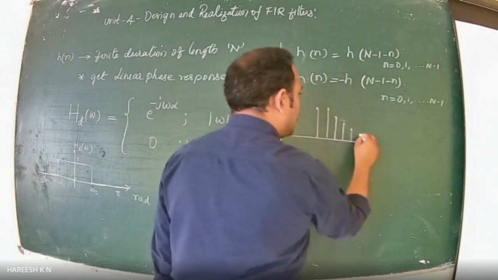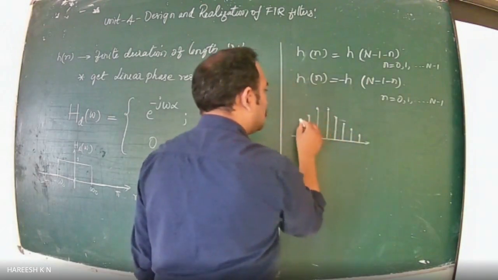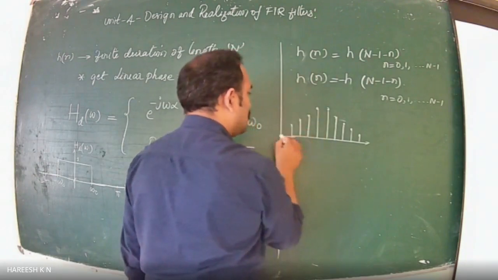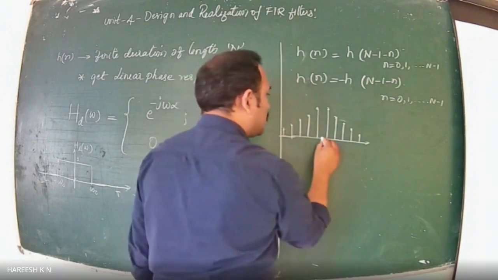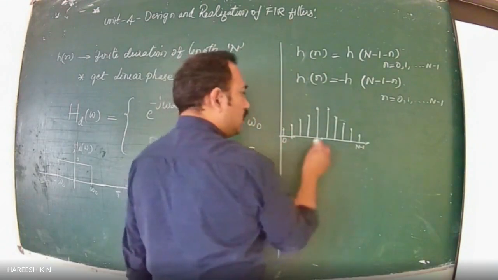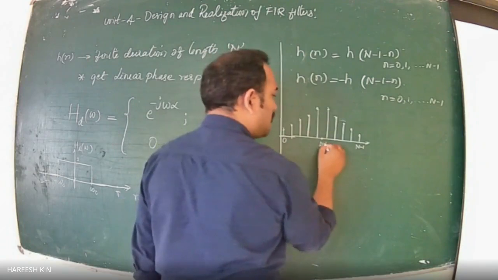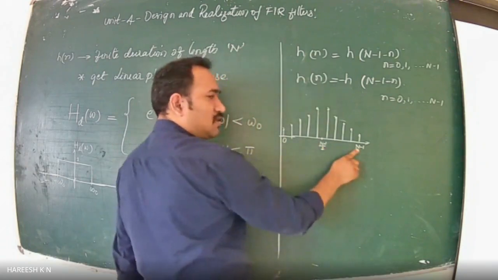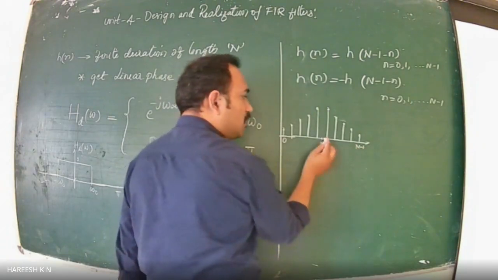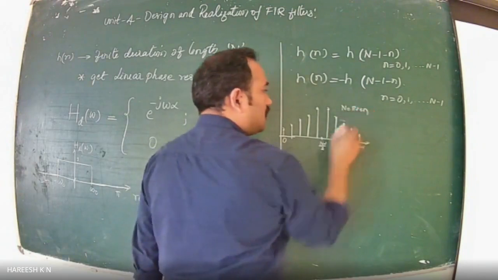Now, this is the finite duration impulse response, as I told you before, which is symmetric in nature. You can identify it with respect to the midpoint. If this is N minus 1, and this is 0, now the midpoint is N minus 1 divided by 2. If this is the full length, half of that full length is this divided by 2. Therefore, N minus 1 divided by 2 is here, for N equal to even.